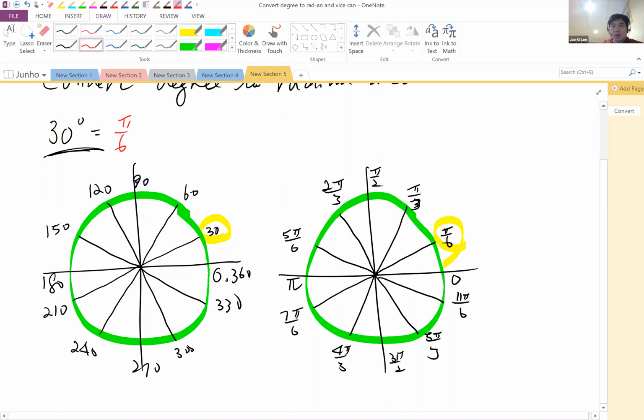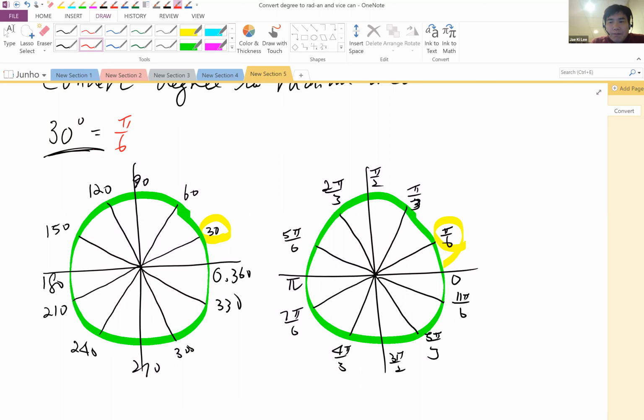So now as you're looking at the unit circle, it is easy to analyze. But you don't always want to use the unit circle chart, right? So now we need to find out how to show 30 degrees represents pi over 6 without looking at the unit circle.